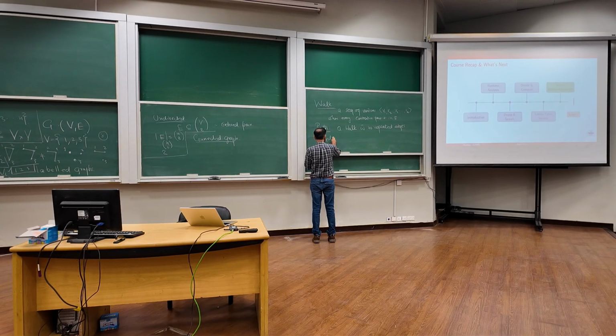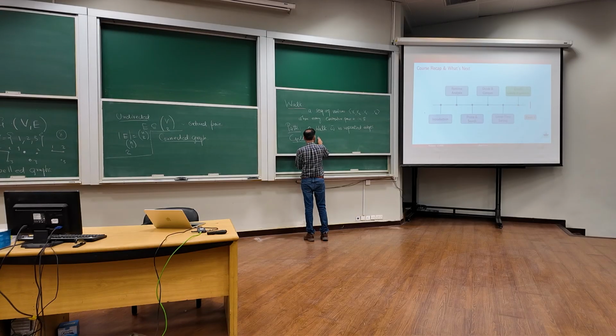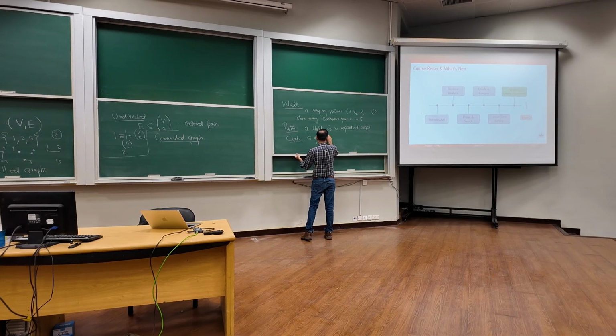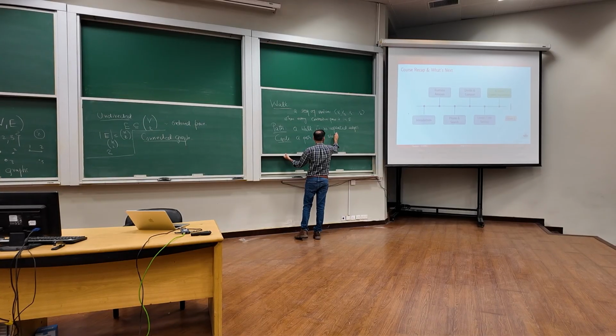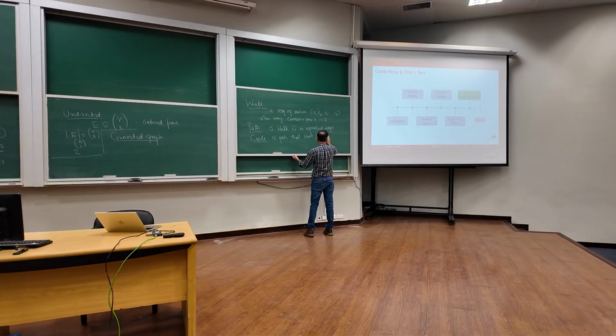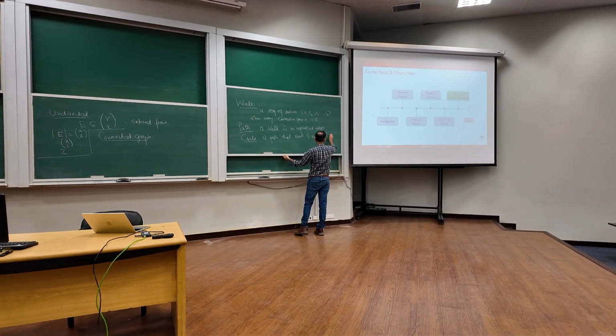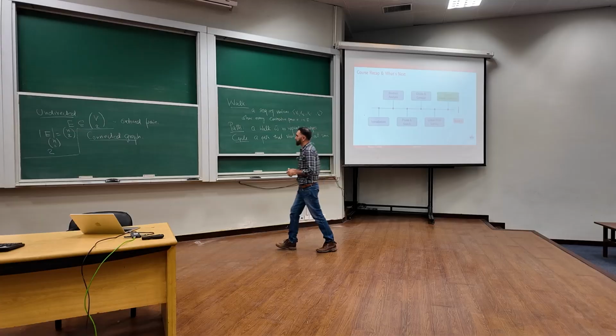Cycle. It's a path that starts and ends at the same vertex. Okay, so far we are good.